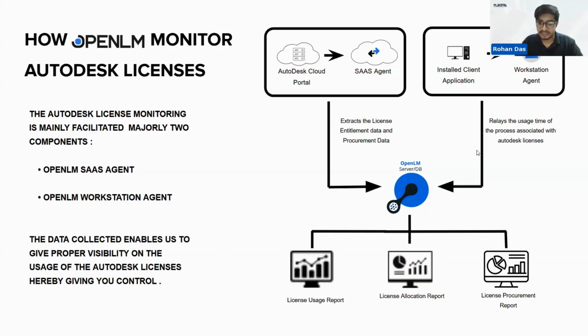Hereby, it gives you control over whom to give licenses to during the reallocation stage. Let's move on to the reports. As you can see from the OpenLM Server DB, we usually acquire three kinds of reports that are relevant to controlling and monitoring Autodesk licenses.